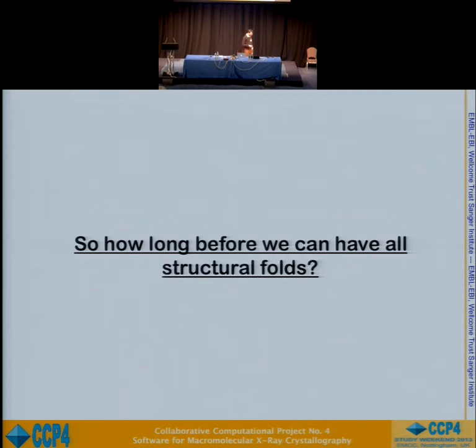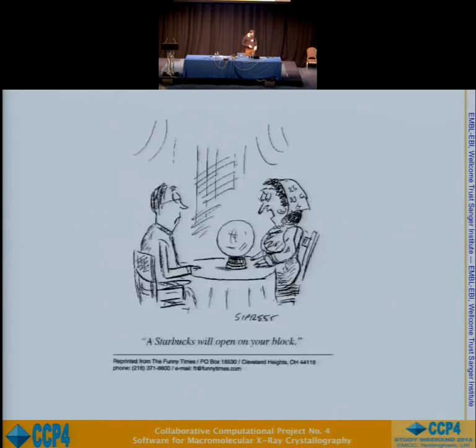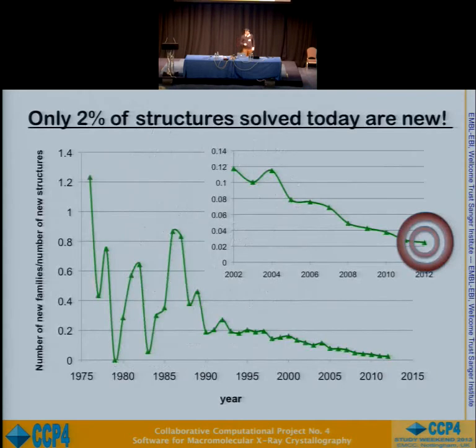Okay, so one of the questions that I wanted to ask originally when I started to work on this was, how long before we can have all structural folds? But unfortunately, we don't have recent data on folds. So unless I have a crystal ball, I can't really tell you that. But I can answer an easier question. From what we've seen, only about 2% of structures solved today are new.